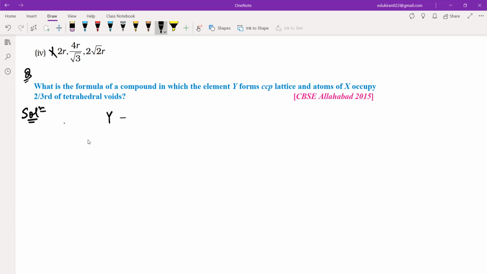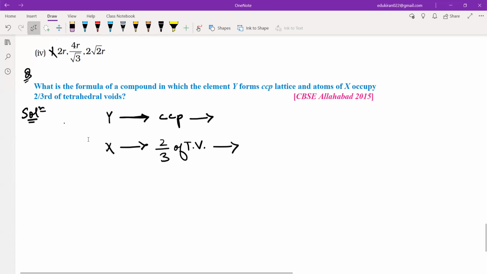Y is forming CCP and X is occupying 2 by 3 of the tetrahedral voids. Don't forget to write the answer in the simplest whole number ratio.